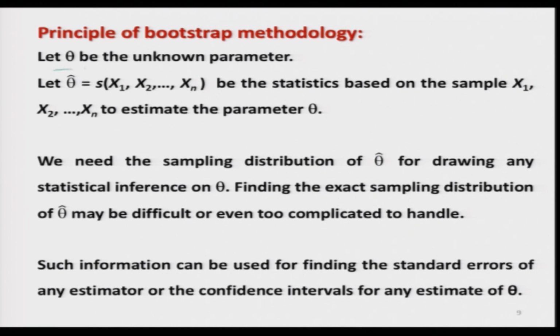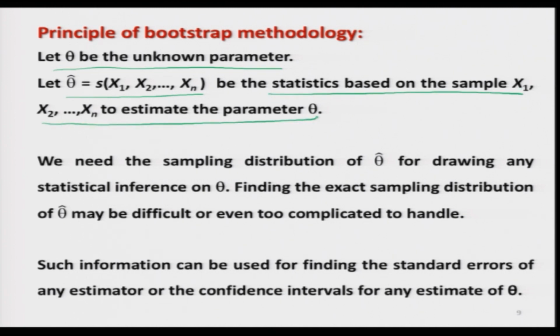Suppose theta is the unknown parameter which we want to estimate, and suppose theta hat is a function of x1, x2, ..., xn. This is a statistic based on the sample values, and it is used to estimate the parameter theta. In order to do anything, we first need the sampling distribution of theta hat for drawing any type of statistical inference on theta. Ideally, we should know the exact distribution of theta hat.